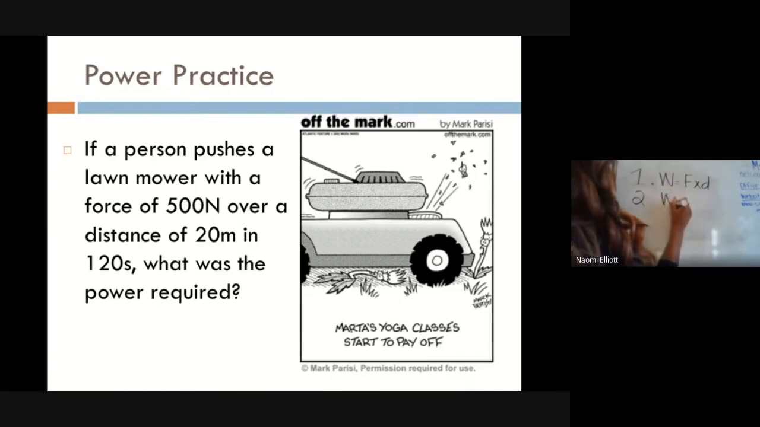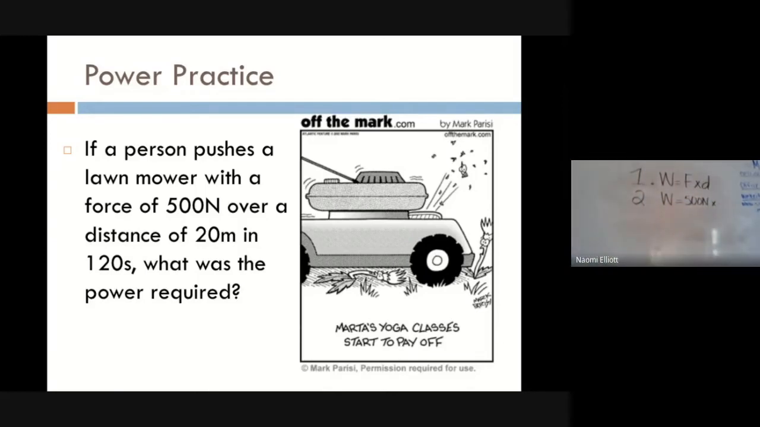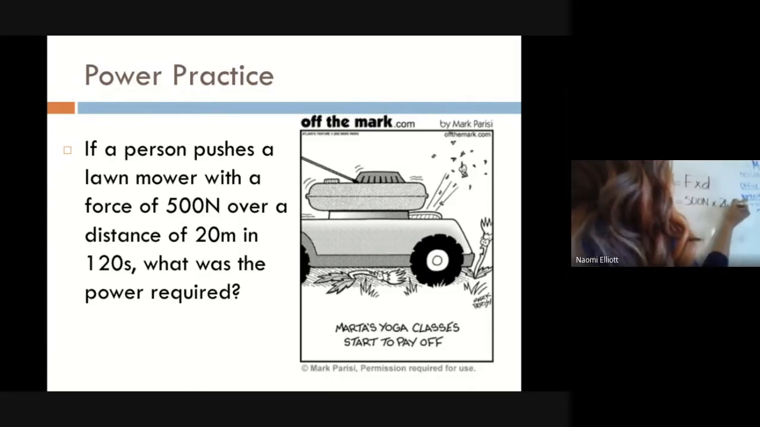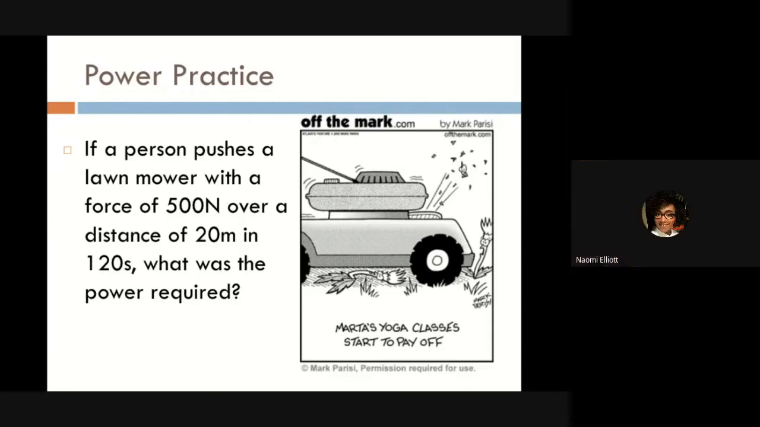Okay, so it's going to be work equals 500 newtons multiplied by 20 meters. Okay, that should give us, I believe, 10,000 joules. But let me double check because, again, we always want to double check our work.